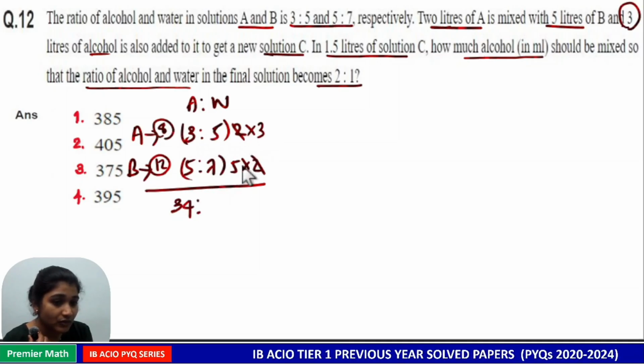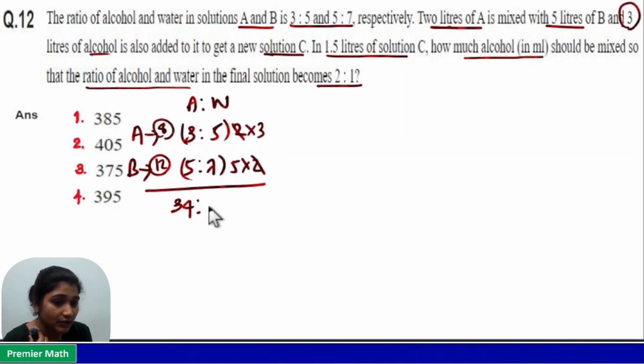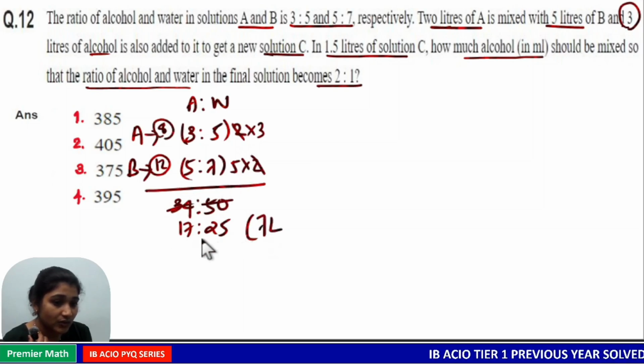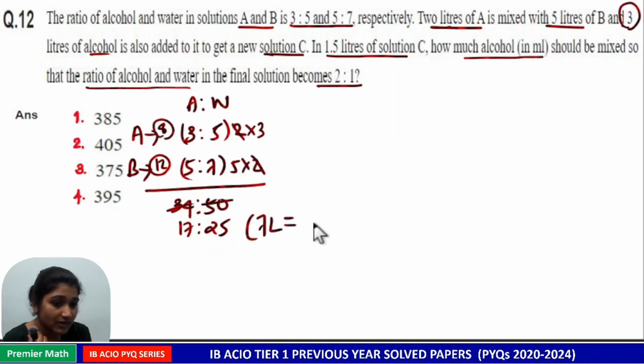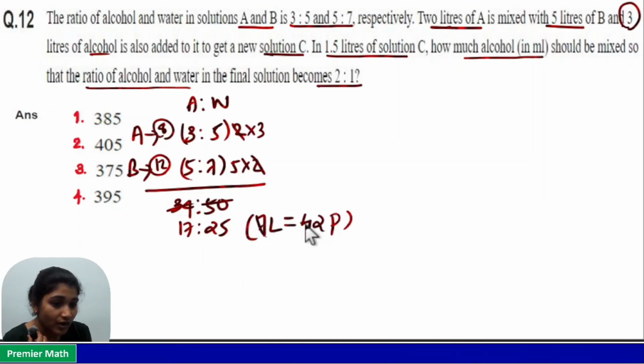And here 5 into 3, 15. 7 into 5, 35. 35 plus 15 is equal to 50. Divided by 2, 17 is to 25. Now this is a total of 5 plus 2, 7 liters. When you add this solution together, this is a total of 7 liters, which is equal to 25 plus 17, 42 parts. So from this, 1 liter is equal to 6 parts, and you are adding 3 liters of alcohol to it.